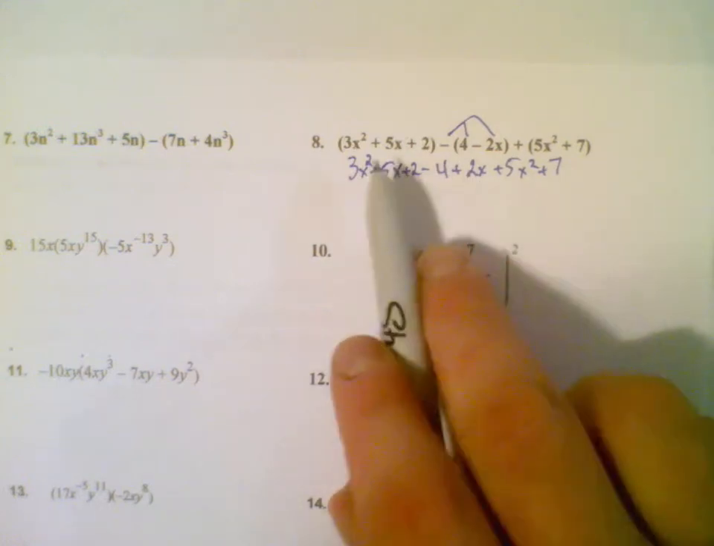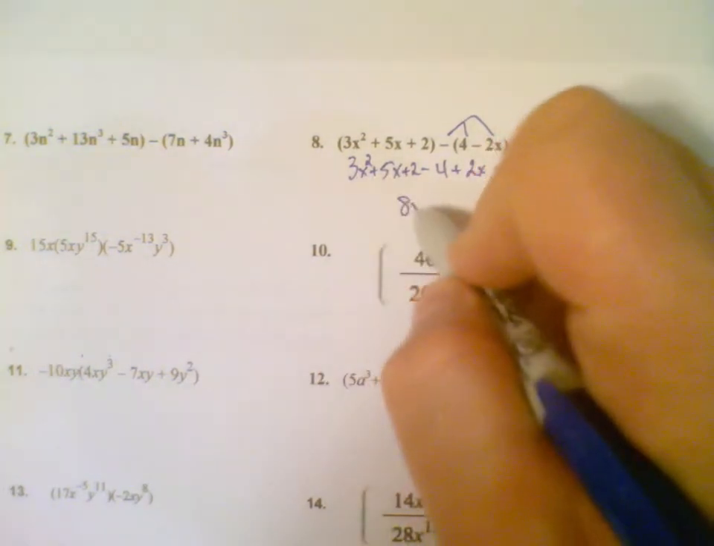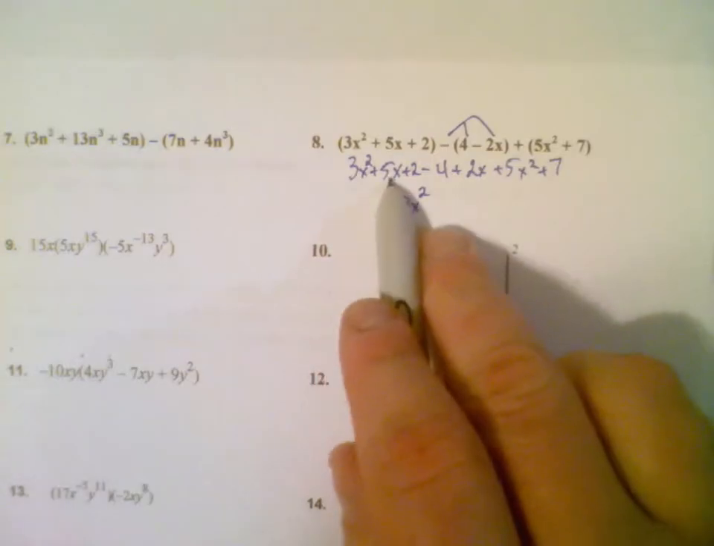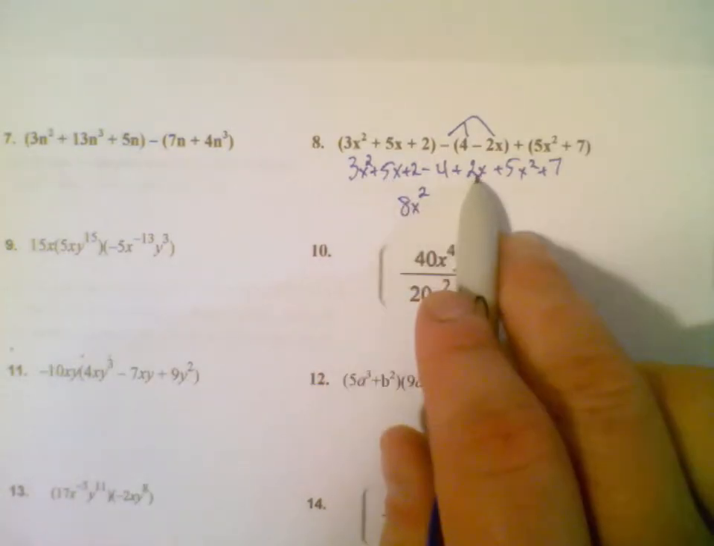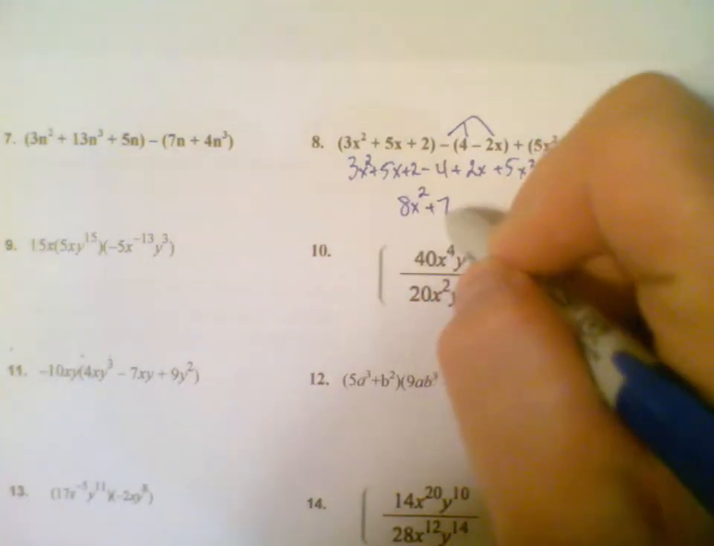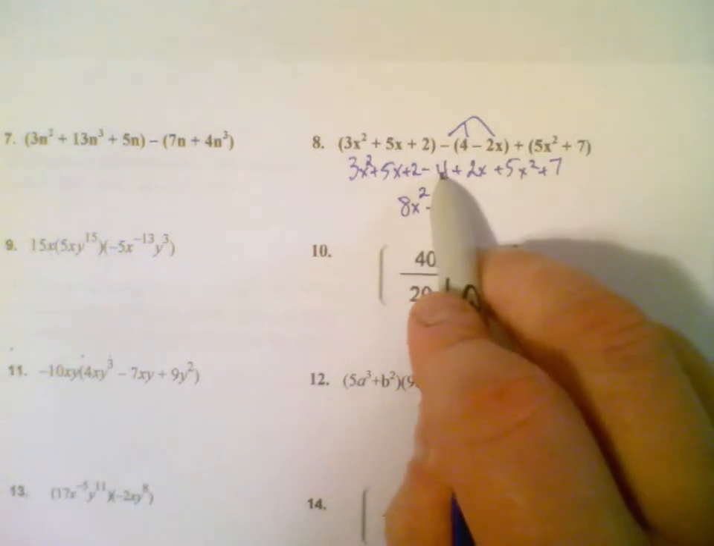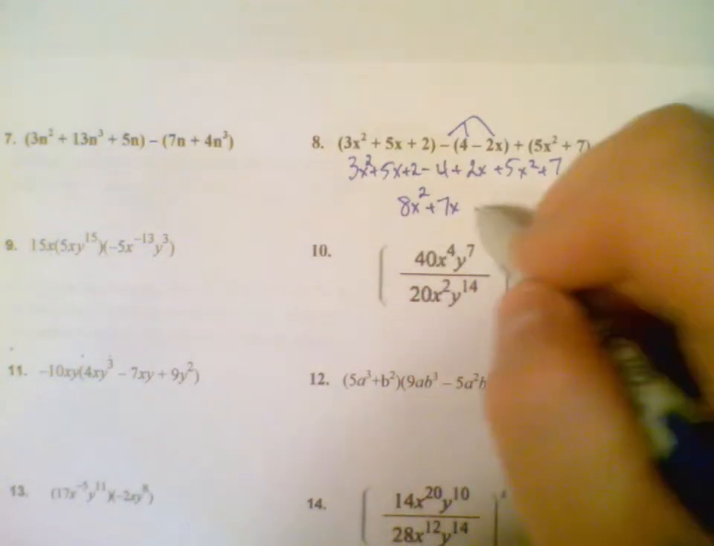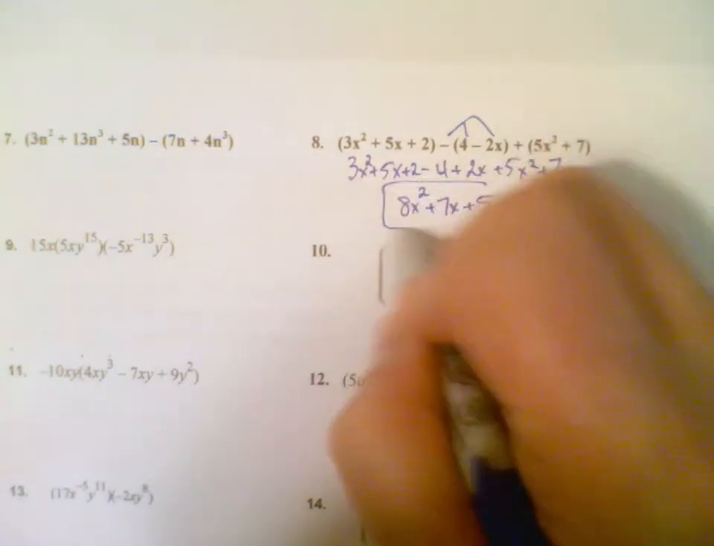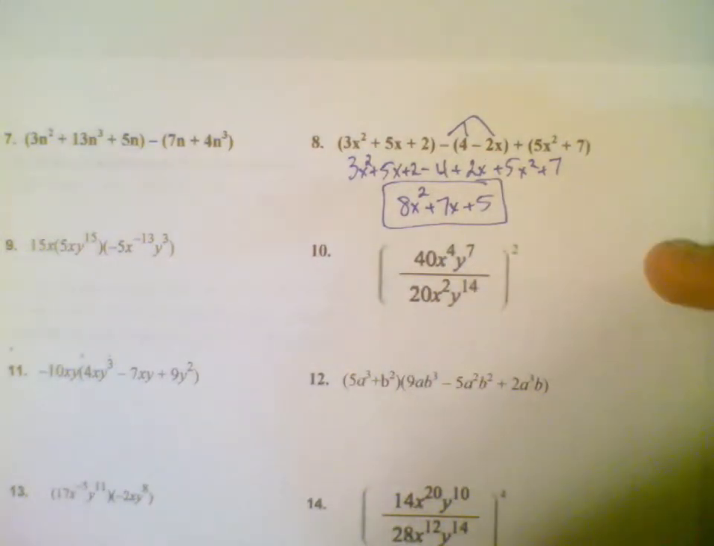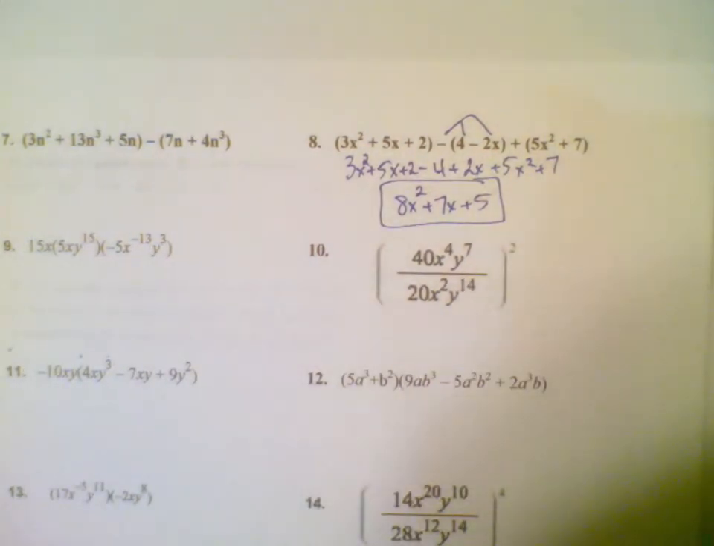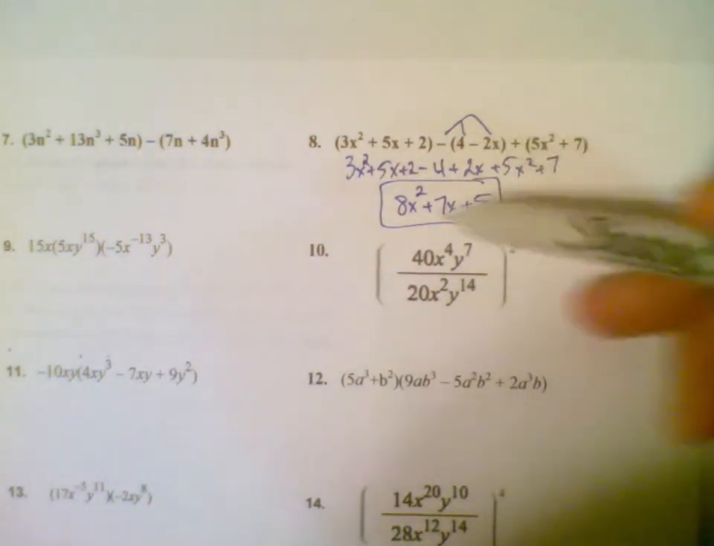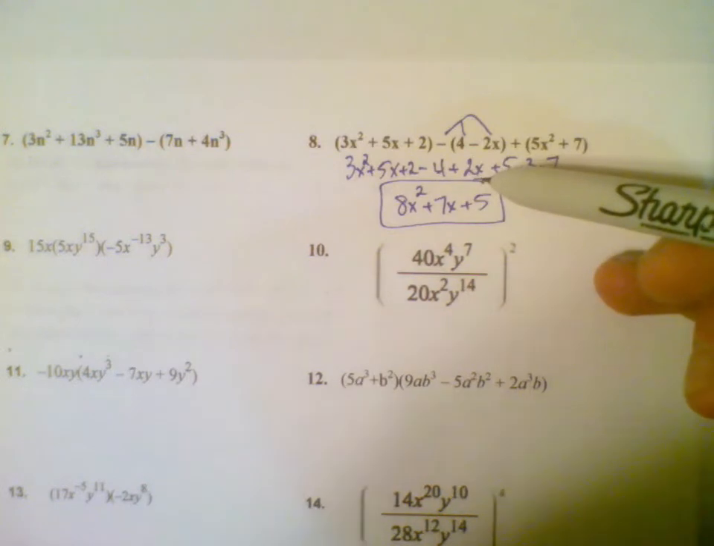Now I just add like terms. So 3x squared, 5x squared, gives me 8x squared. 5x and 2x, that's a 7x. And then 2 minus 4, that's negative 2, plus 7, that is a positive 5. That's your answer. And some of you guys might be thinking, well, do I keep going from here? Do I factor? No, all you're doing is simplifying polynomials. You're not going to factor here, you just simplify those and you're done.